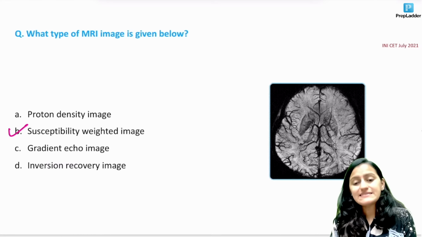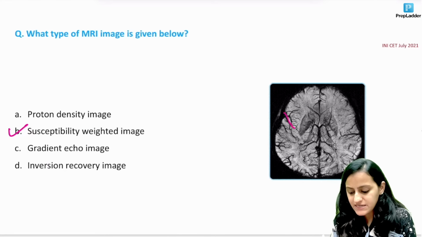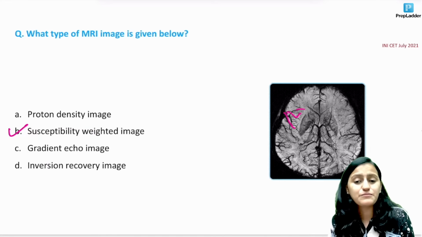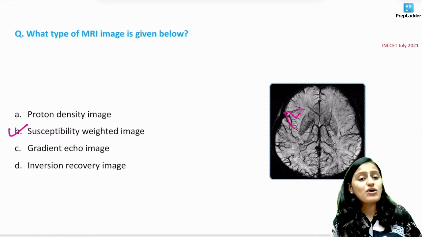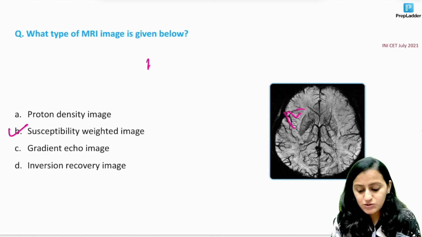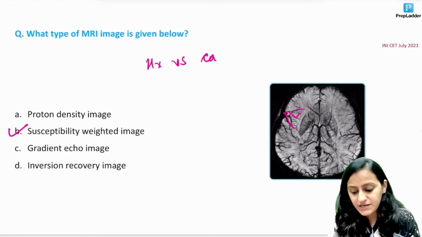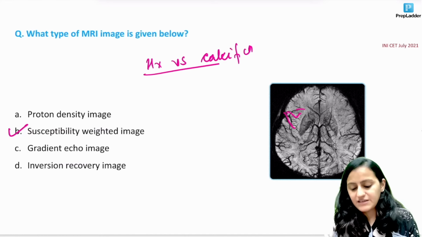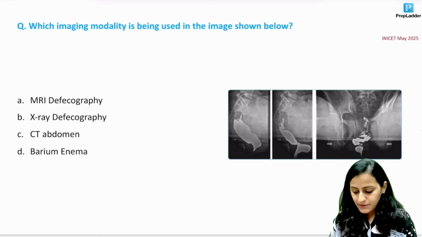This is a susceptibility weighted imaging where you see these veins, a lot of vessels in the brain, right? The deoxygenated blood appearing black there. It is SWI MRI, which helps in identifying hemorrhage. It is also a sequence which helps you differentiate hemorrhage from calcification. Okay, it helps you differentiate that as well.